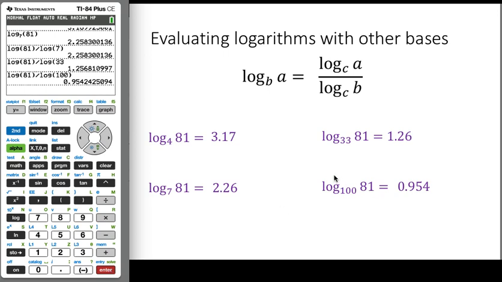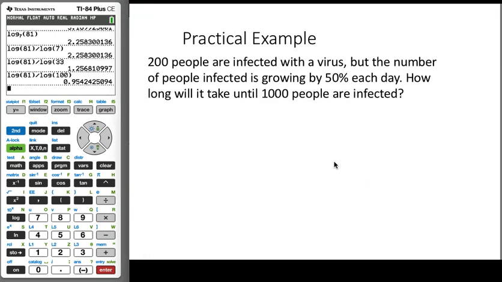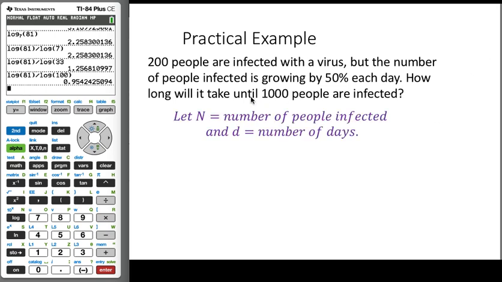Okay, so why is this useful? Let's do one practical example to show why it's useful. Okay, 200 people are infected by a virus, but the number of people infected is growing by 50% each day. How long will it take until 1,000 people are infected? Okay, so here's our formula for us. Let's say n is the number of people and d is the number of days. So n equals 200, the number you start with, times 150%, 1.5, to the number of days.